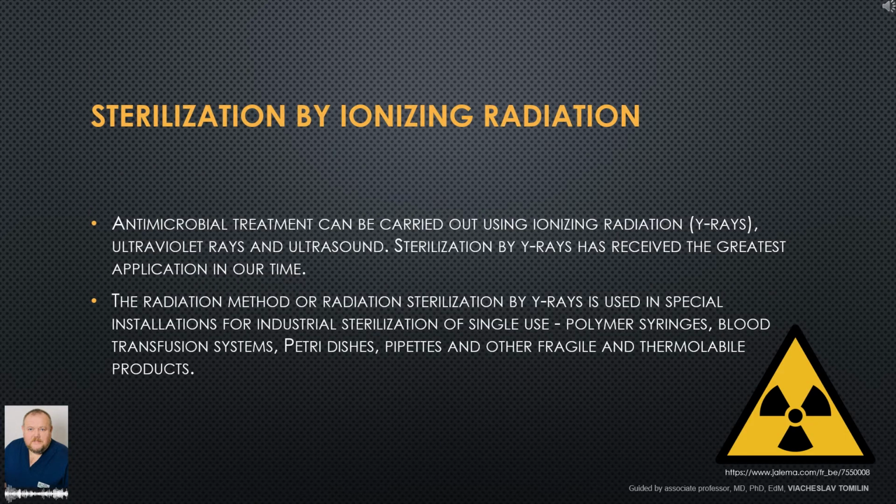Sterilization by ionizing radiation. Antimicrobial treatment can be carried out using ionizing radiation, gamma rays, ultraviolet rays and ultrasound. Sterilization by gamma rays has received the greatest application in our time. The radiation method is used in special installations for industrial sterilization of single-use polymer syringes, blood transfusion systems, Petri dishes, pipettes and other fragile and thermolabile products.